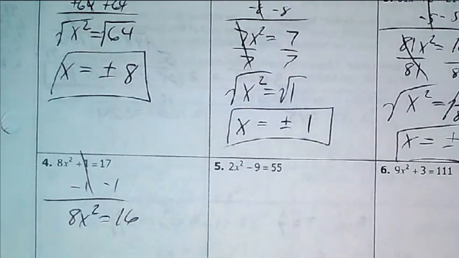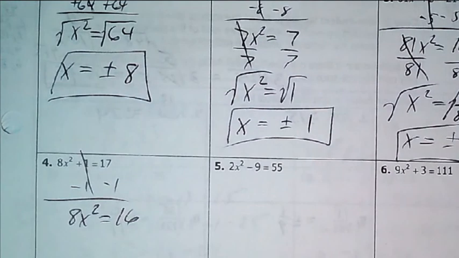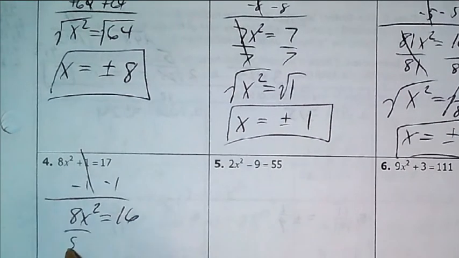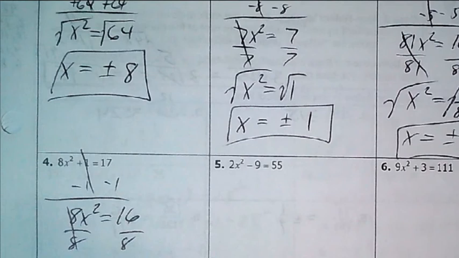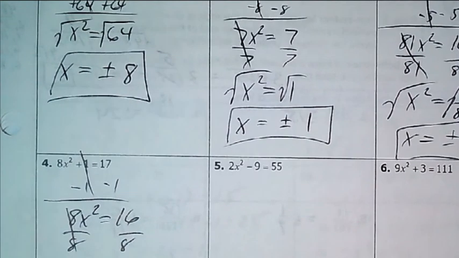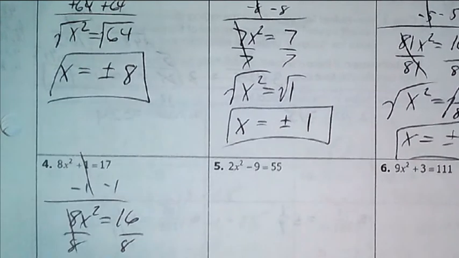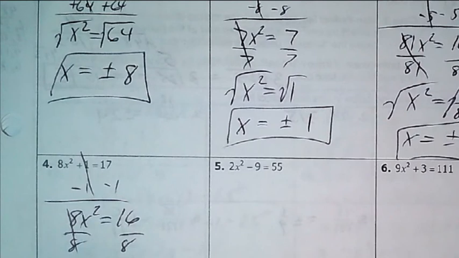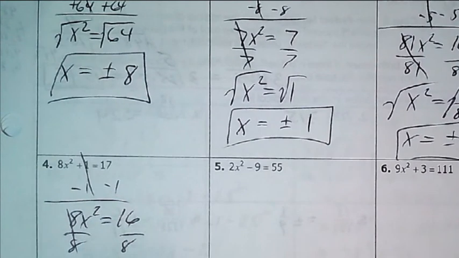Alright. 8x squared equals 16. Divide both sides by 8. x squared equals 2. So we're going to take the square root of both sides. x equals plus minus root 2. No decimals.